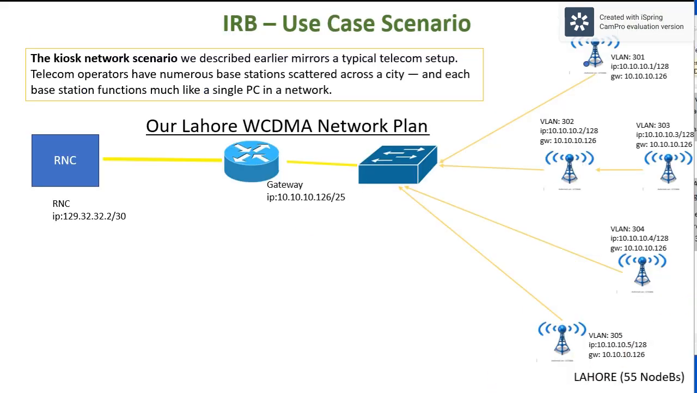This scenario is very similar to what we have in telecom networks. Telecom base stations like Node Bs are scattered across the city. They too benefit from shared gateway architecture with isolated VLANs. Each of these base stations will have a unique VLAN, essentially giving it layer 2 isolation. But they will share the same gateway and essentially be in the same subnet. I will show you how this is configured using GNS3 in our next video.